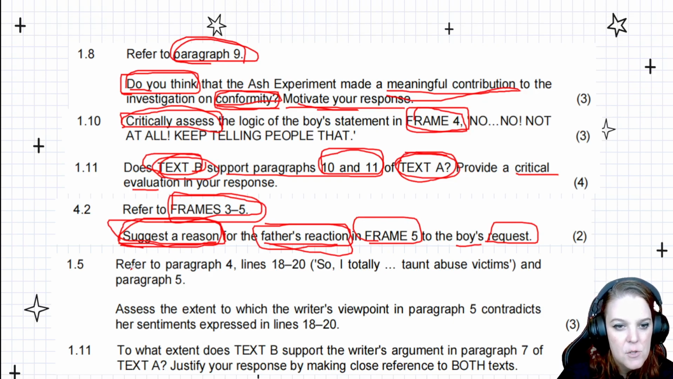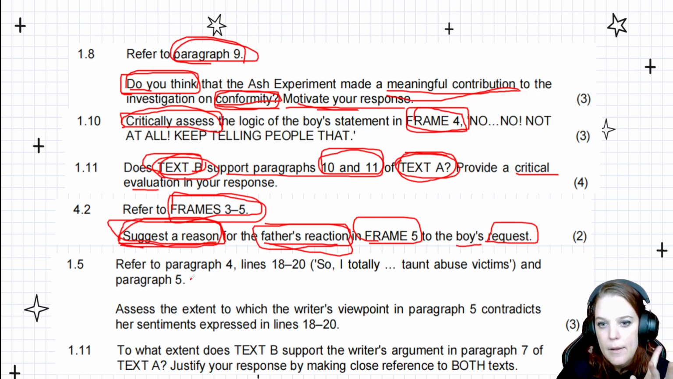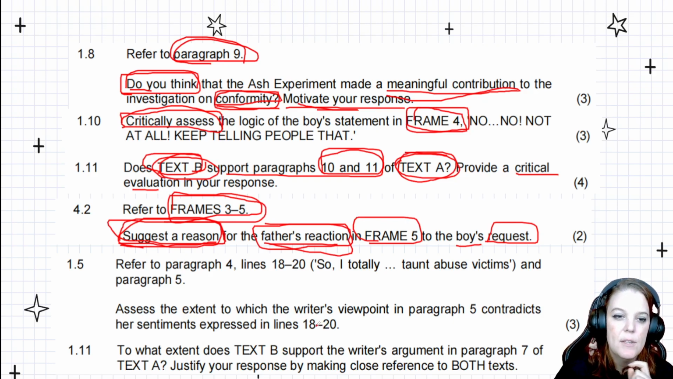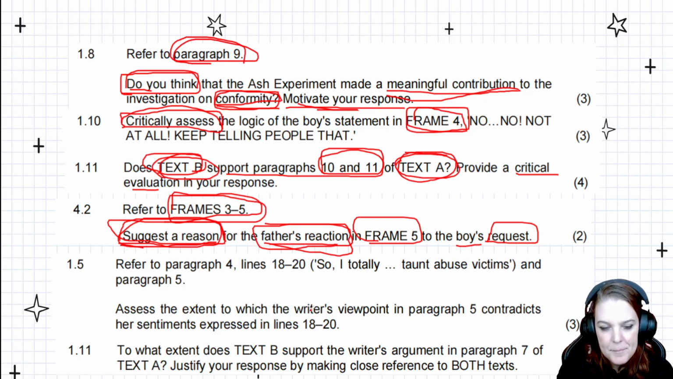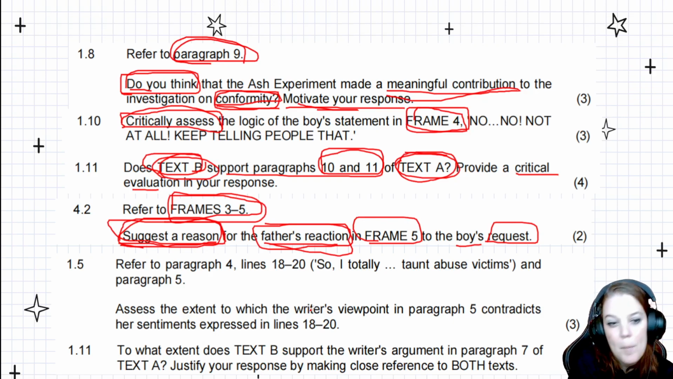Okay, and the next one says refer to paragraph 4, lines 8 to 12. So I totally blah, blah, blah, taunt abuse victims. And paragraph 5. So we have to look at the lines from the start to the end of paragraph 4 in those lines and paragraph 5. This will probably be your comprehension. Assess the extent to which the writer's viewpoint in paragraph 5 contradicts her sentiments expressed in lines 18 to 20.